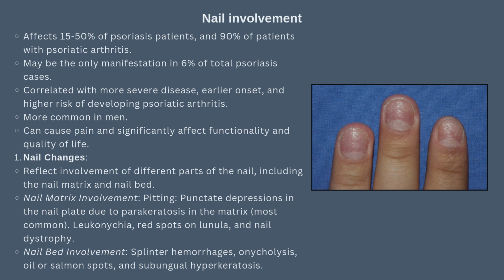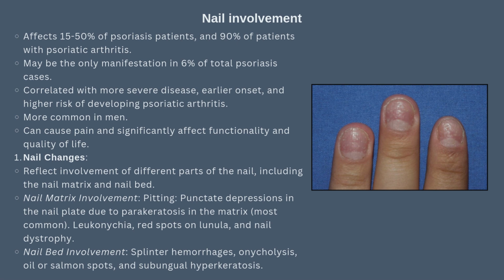Nail involvement affects 15 to 50% of psoriasis patients, and 90% of patients with psoriatic arthritis. It may be the only manifestation in 6% of total psoriasis cases, correlated with more severe disease, earlier onset, and higher risk of developing psoriatic arthritis. More common in men, it can cause pain and significantly affect functionality and quality of life.